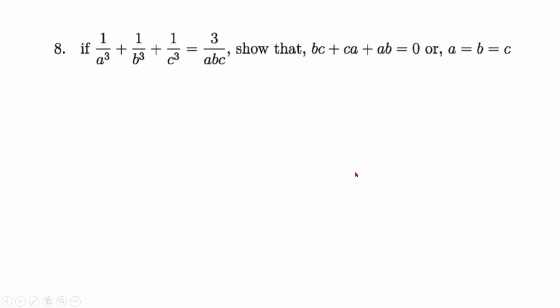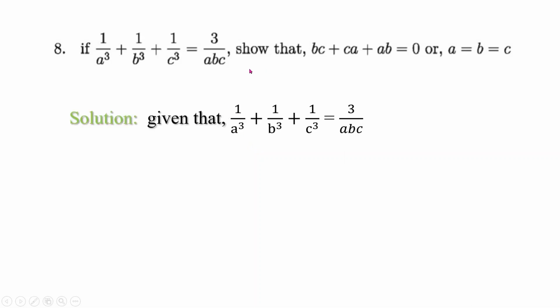Now problem 8 of exercise 2. Given that if 1 by a cube plus 1 by b cube plus 1 by c cube equal to 3 by abc, then we have to show that bc plus ca plus ab is equal to 0 or a is equal to b is equal to c. It is also very easy to prove from corollary 3. From corollary 3 we get that if a cube plus b cube plus c cube is equal to thrice abc, then a plus b plus c is equal to 0 or a is equal to b is equal to c.